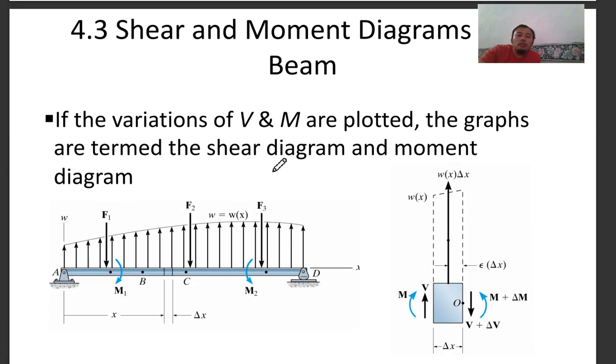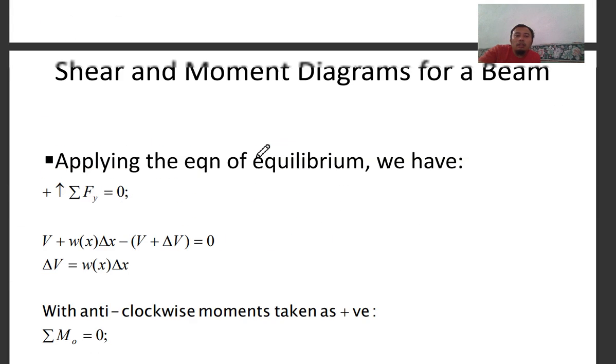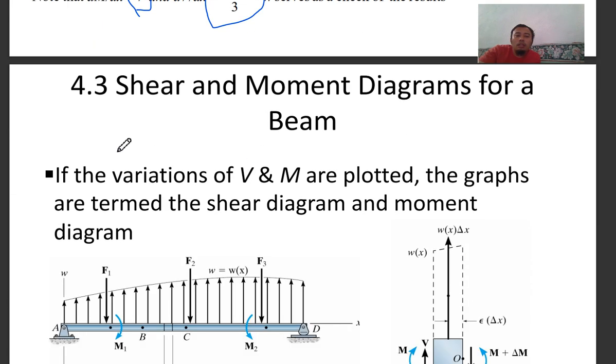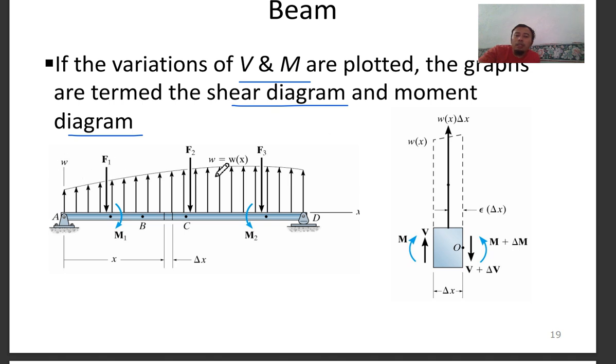So next, we're going to take a look at the situation where the variations of V and M are plotted. The graphs are termed the shear diagram and moment diagram. So when you plot those functions, it becomes a shear force and moment diagram. This will continue in the next video.